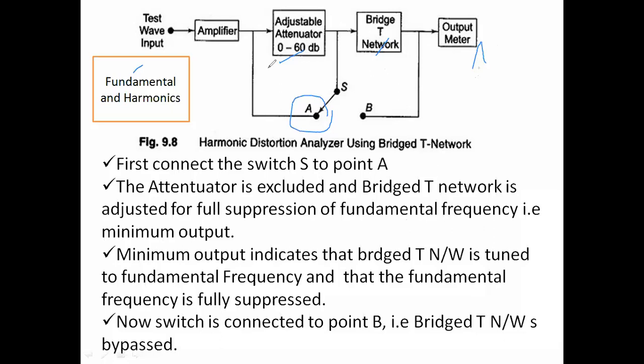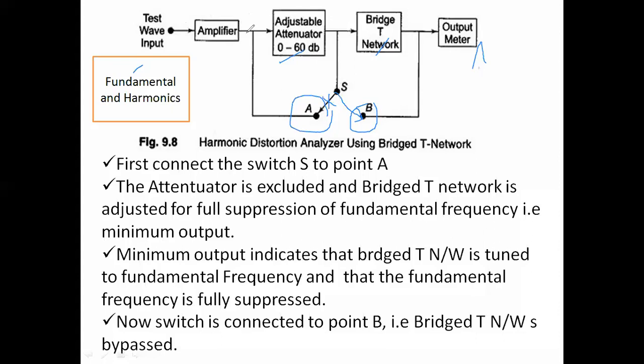Okay, in the next case we will connect the switch to B. This switch is connected to B. So then what happens? The test wave signal will move from the amplifier to the adjustable attenuator. Here it is open. So now the switch S is connected to B. Okay, this is open, not connected.